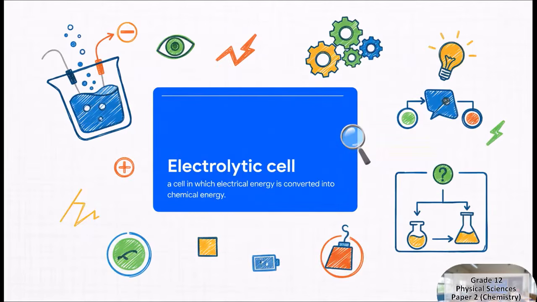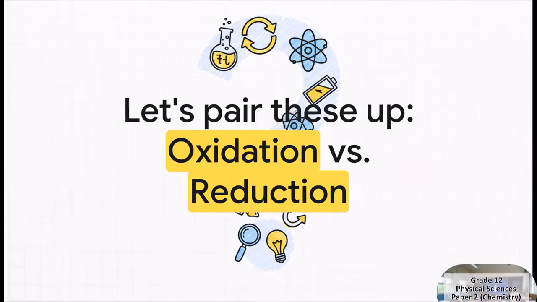Exactly. So a galvanic cell is spontaneous, right? It's your battery powering something. But an electrolytic cell is non-spontaneous. Think about recharging that battery. You have to plug it into the wall and force electricity in to make the chemical reaction happen. Makes sense, right? Okay, next pair, oxidation versus reduction.